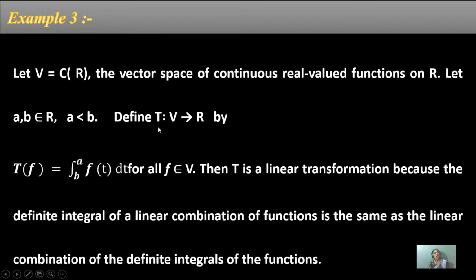T maps V to R by T of f equals the integral from a to b of f(t) dt for all functions f in V. Then T is a linear transformation, because the definite integral of a linear combination of functions is the same as the linear combination of the definite integrals. All of these are continuous real-valued functions on R.